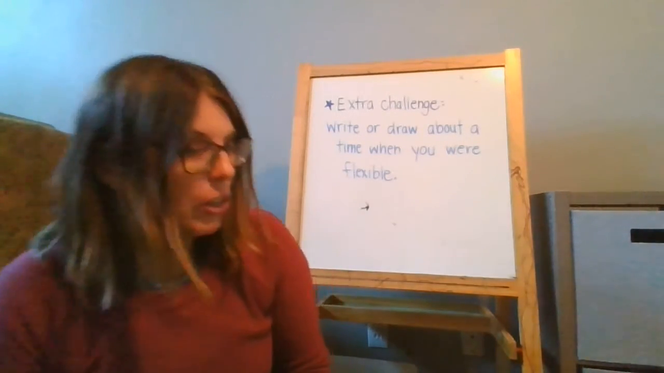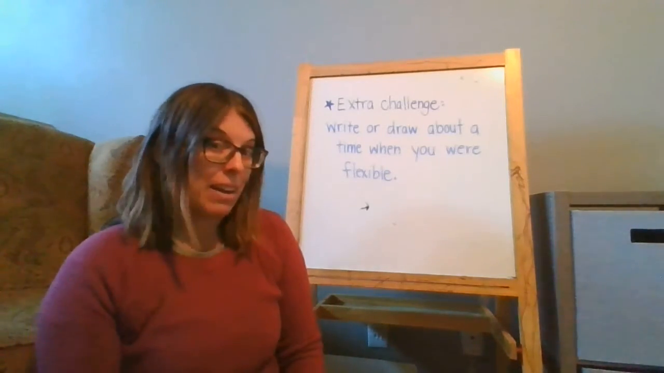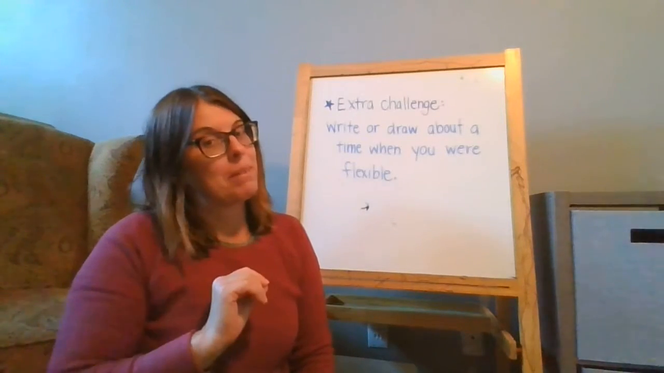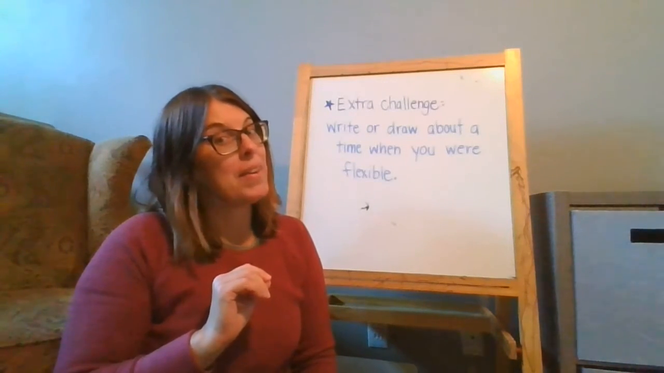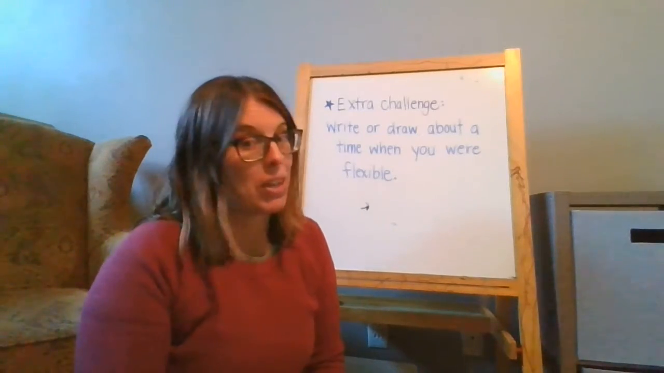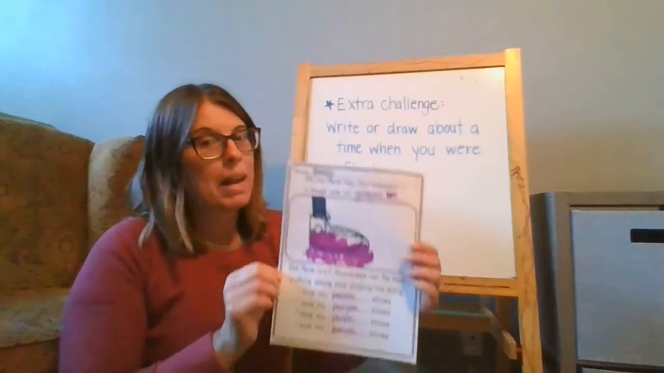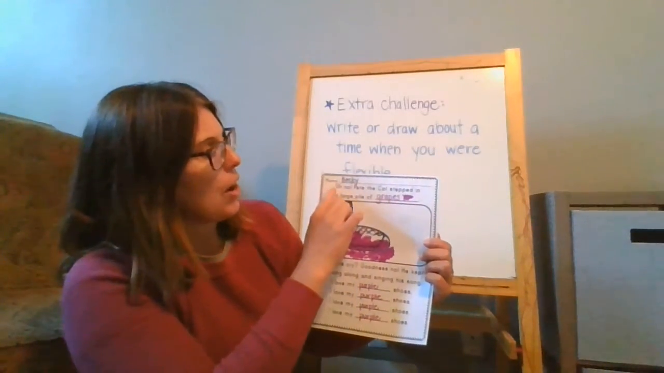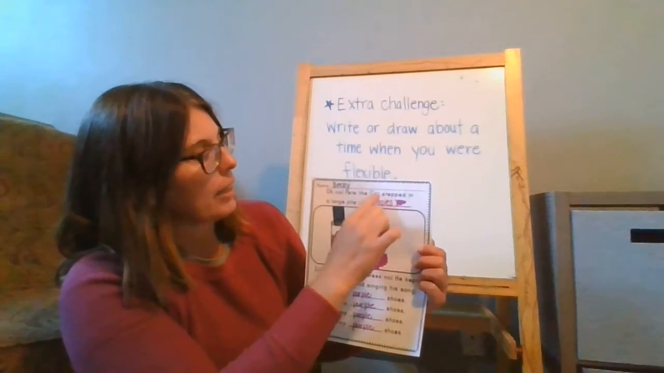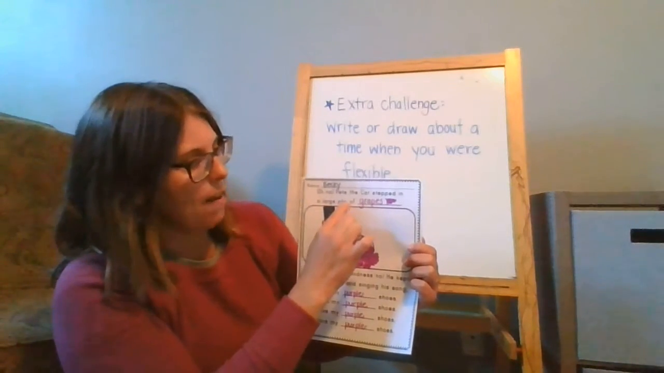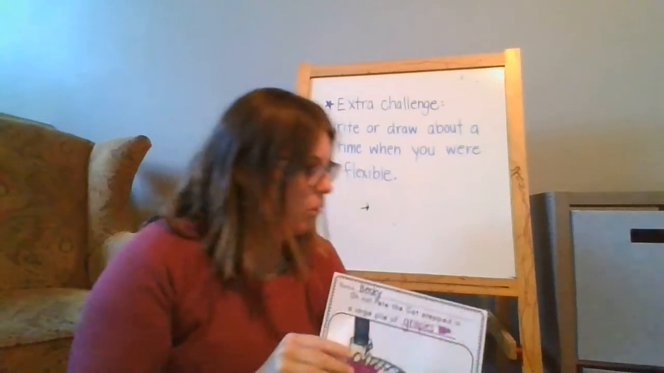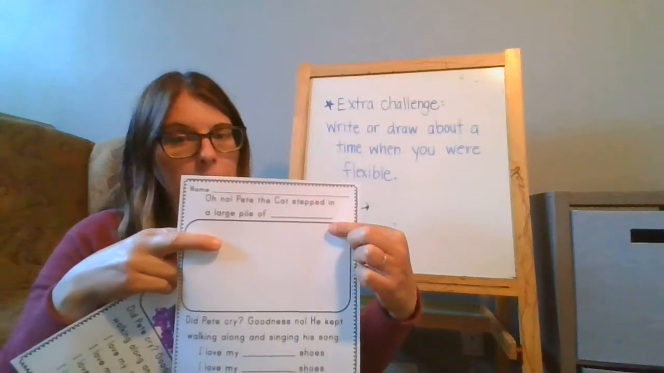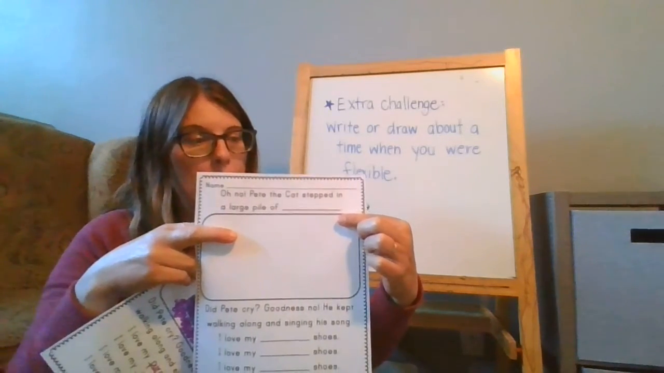That's right. So you're going to get to come up with your own idea for a page in the story. So the first thing to do is think of something that Pete could step in. Okay? And then you'll think about what color Pete's shoes change after he steps in that. For my example, I thought Pete could step in grapes. So up here it says, oh no, Pete the cat stepped in a large pile of, and then there's a line here. I'll show you the blank one. There's a line for you to think of what Pete can step on.